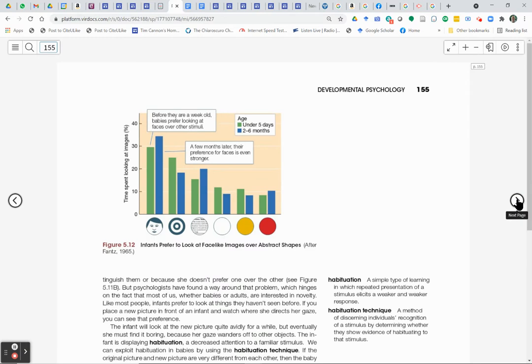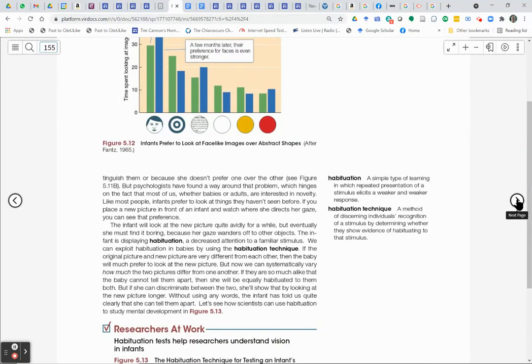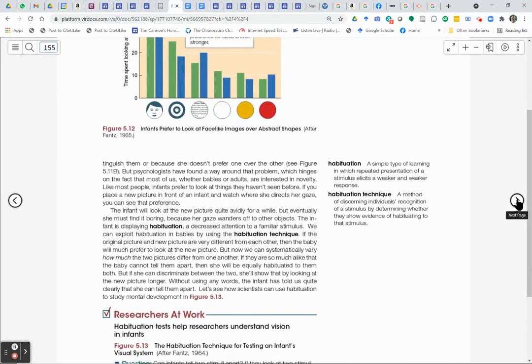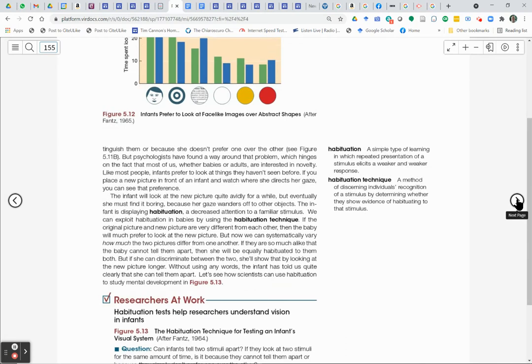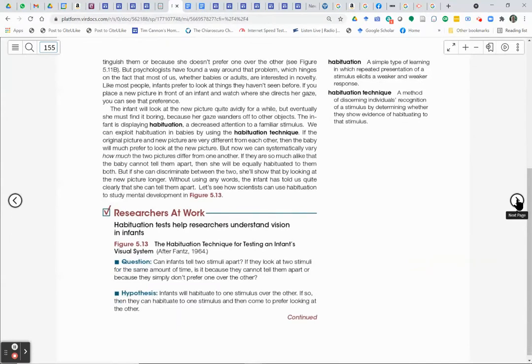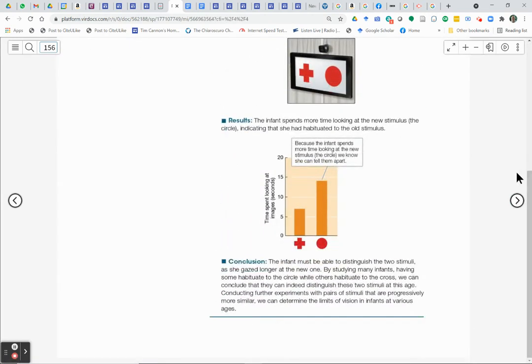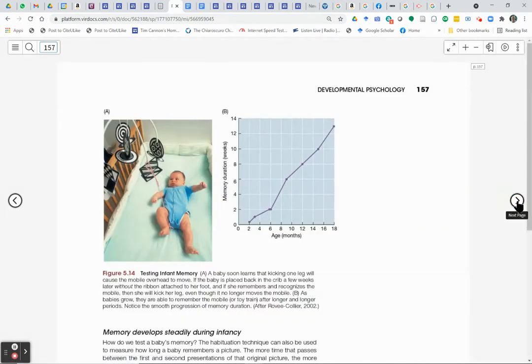And there's a discussion of the research and what they like to look at. And those are classic targets from research, yeah, 1965. And what they like to look at, and habituation. Kids get bored. Yeah, I've seen it, done it. Don't need to look at that anymore. And we use techniques like that, by the way, in rats and mice to test memory. Clever, really clever research. And there's researchers at work with different kinds of stimuli.